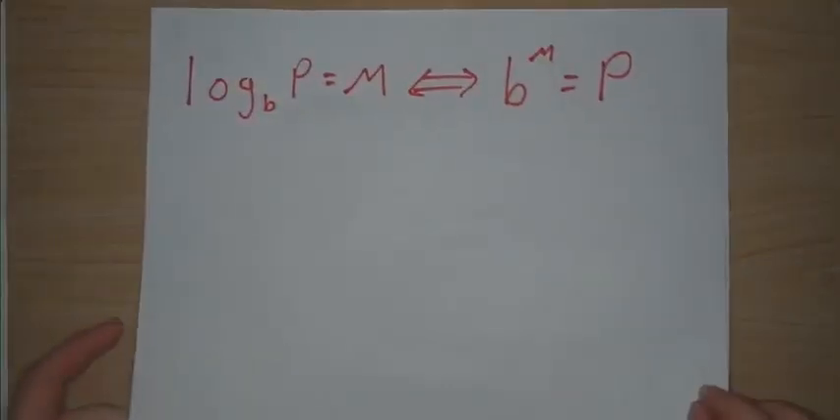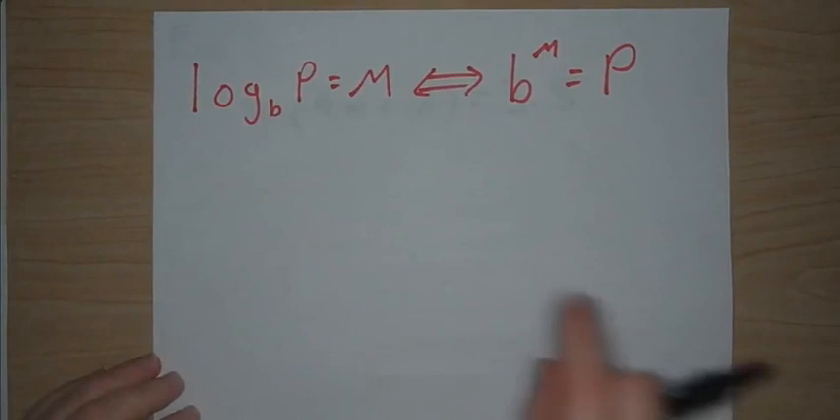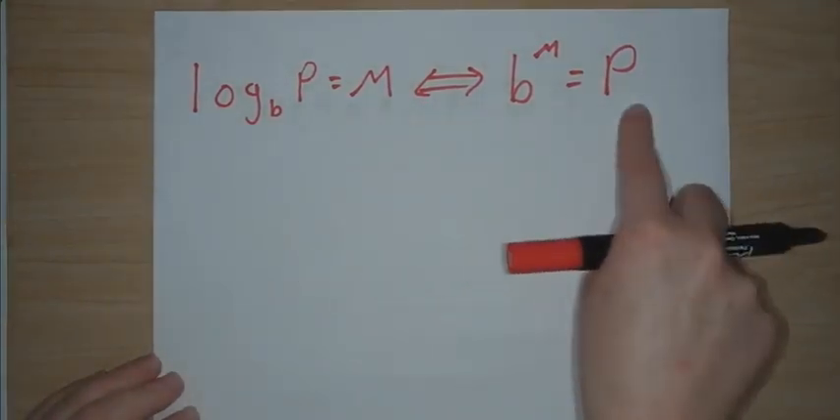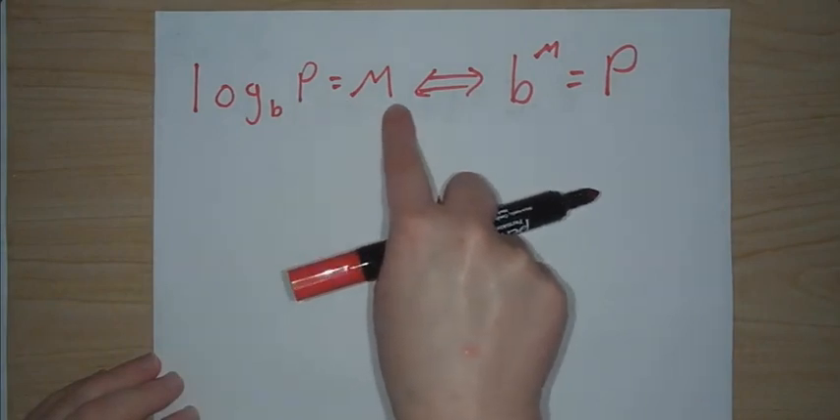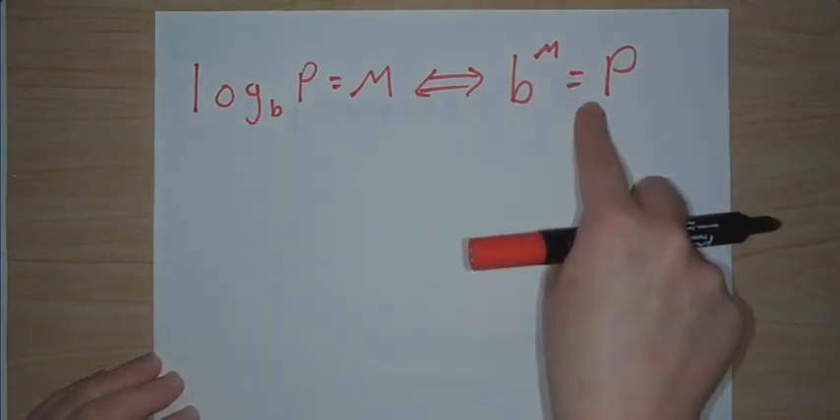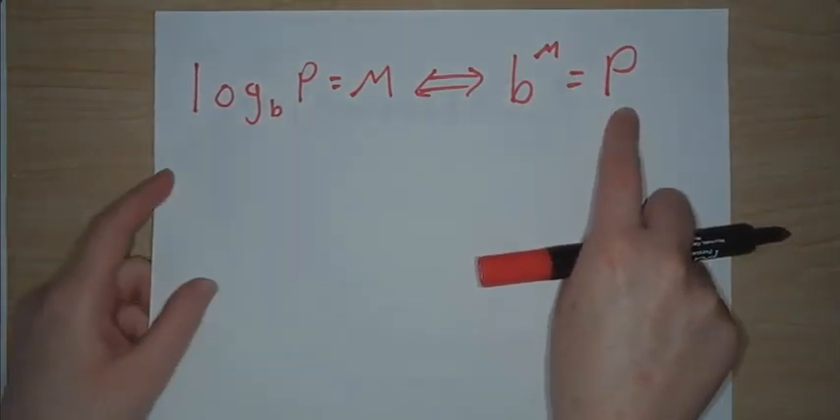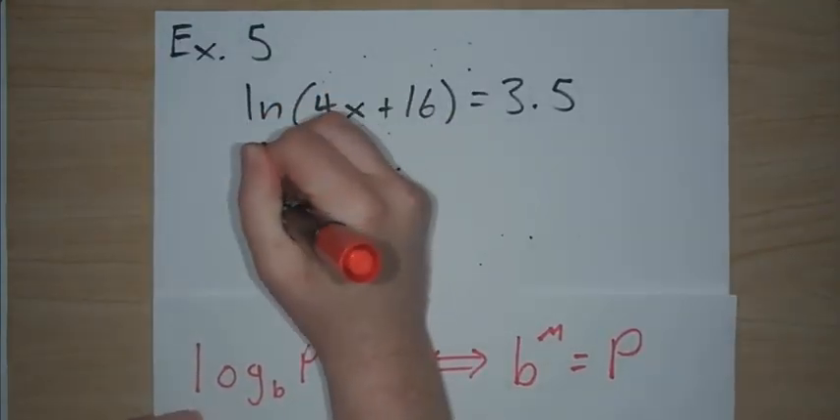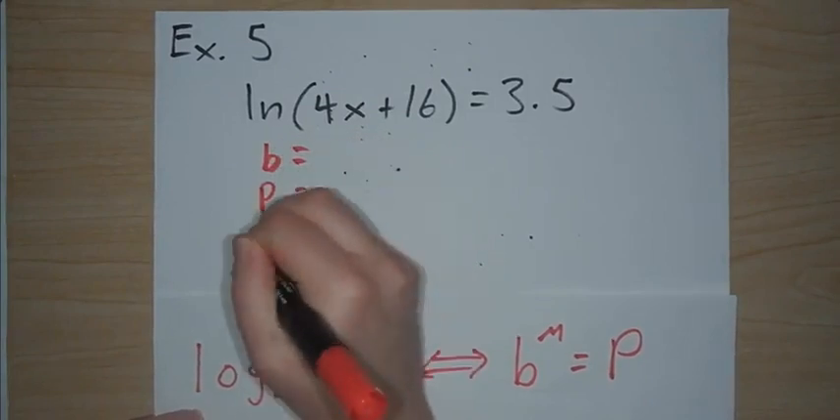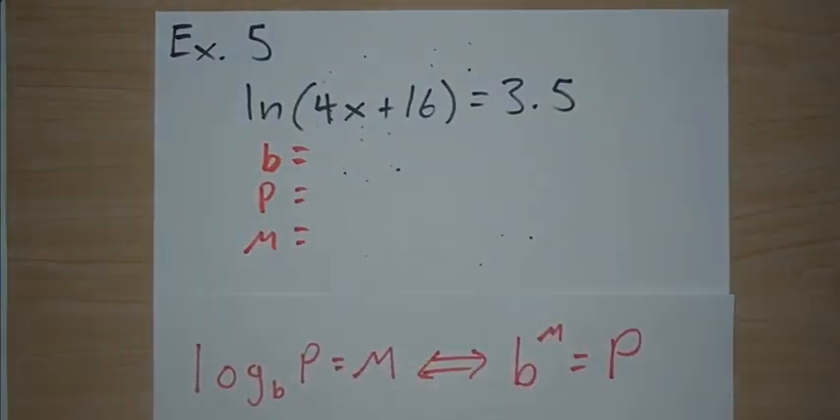an exponential function. So the way we're going to do that is by this equivalency formula, where we have log of base b of value p is equal to m is the equivalence of b to the m is equal to p. So we're going to find out what our b, our p, and our m are. So we have b is equal to, p is equal to, and m is equal to.